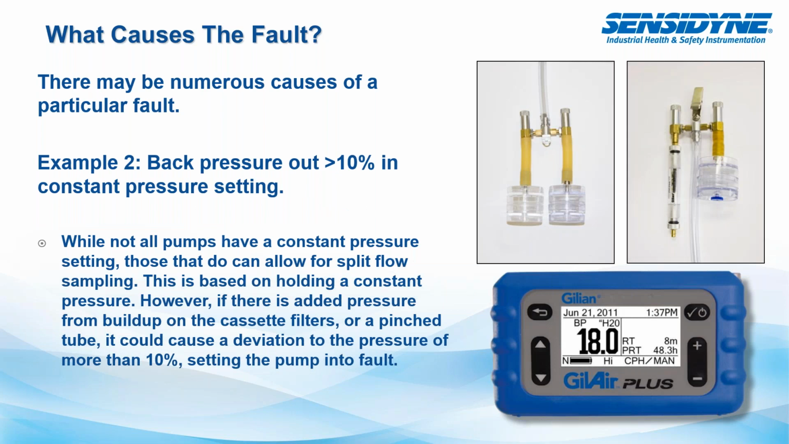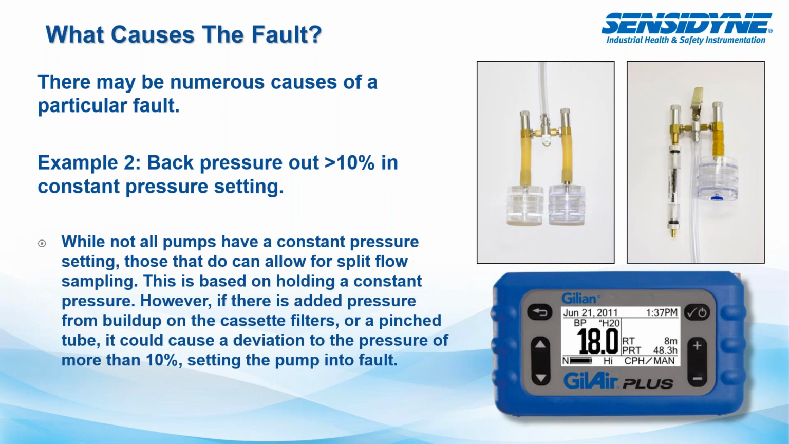Another example that I wanted to cover was back pressure out greater than 10% in constant pressure setting. For those who are not as familiar, several of our pumps, but especially the Gilian Air Plus pump, has a constant pressure high and a constant pressure low mode. In either of these modes, you can actually connect a manifold system and calibrate each one of those to have an individual flow rate independent of the pressure that is on the back end.